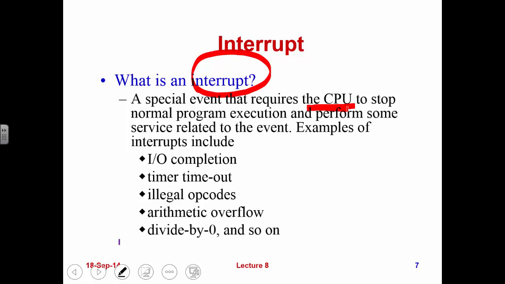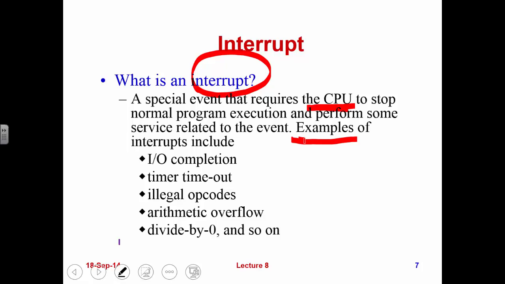In other words, you do something now, normally, but something happened that needs to be taken care of right away by the CPU. Something more important, so you have to stop what you're doing right now and take care of that. Here are some examples. Input output completion operation is considered an interrupt to the CPU. Timer timeout is considered a type of interrupt event for the CPU.